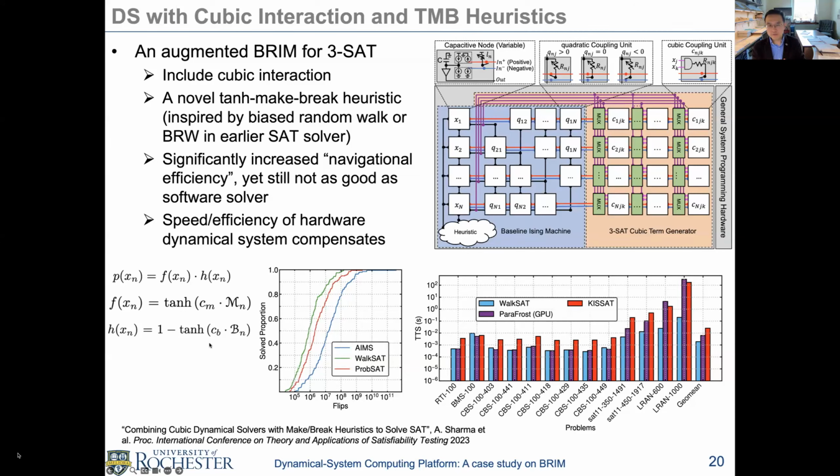We call this whole thing AIMS, which stands for Augmented Ising Machine for SAT problem. Just to compare, you can still see conventional algorithms. These are CPU algorithms, walk-SAT, prob-SAT. They are about an order of magnitude faster, at least at the median point, compared to our algorithm. So they are very, very efficient.